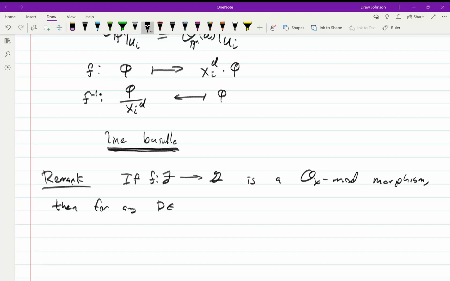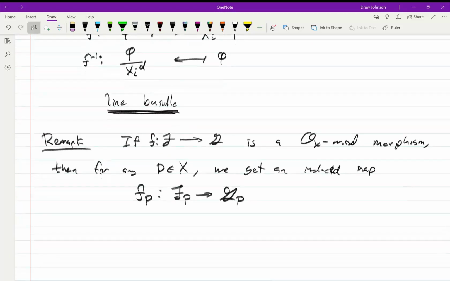we get an induced map f_P from F_P to G_P, these stalks of the O_X modules. All right, and notice that F_P is an O_{X,P} module.